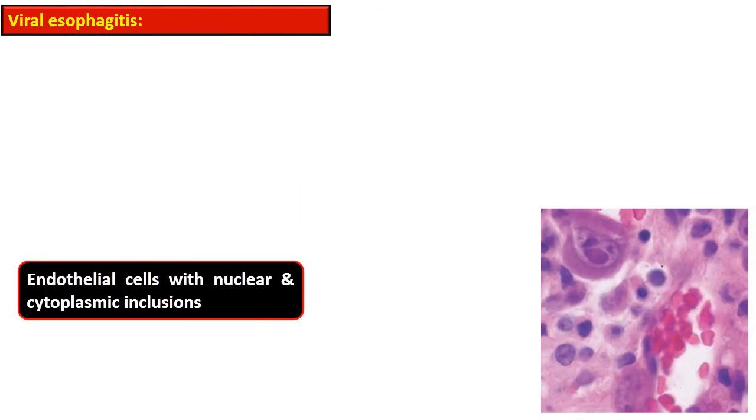Then endothelial cells and the granulation tissue fibroblasts are infected with cytomegalovirus, and they are represented with nuclear and cytoplasmic inclusions. In this micrograph, the endothelial cells are showing the nuclear and cytoplasmic inclusions that are present in cytomegalovirus.